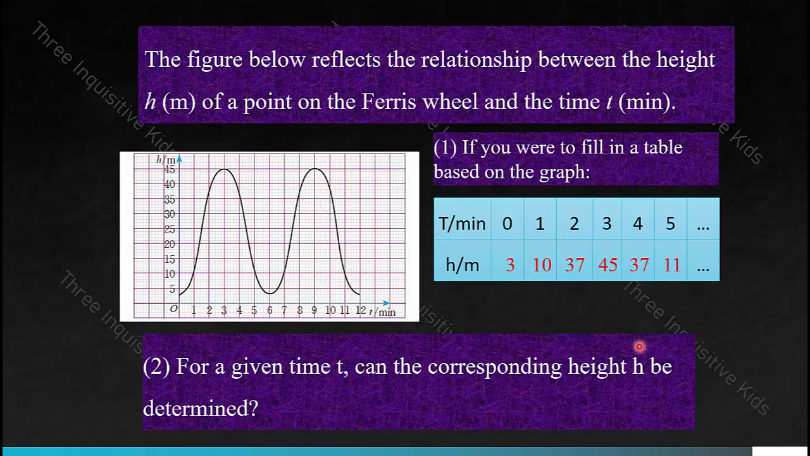And for a given time t, can the corresponding height h be determined? Now that we have this relationship, if I give you a random value for t, a random length of time, can you, using this pattern that we've just found, give me a corresponding height? That's the question right there. Think about this for a moment. On this table, if I gave you any value for t, could you give me a corresponding height h?